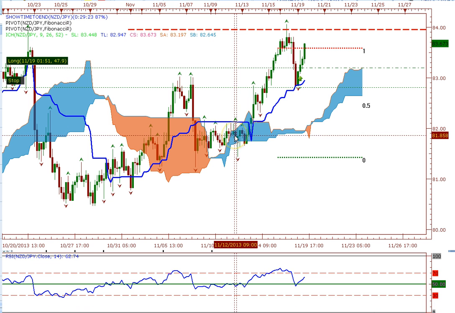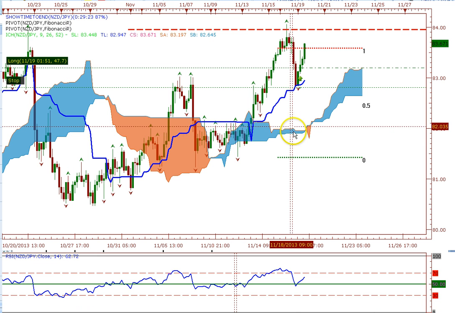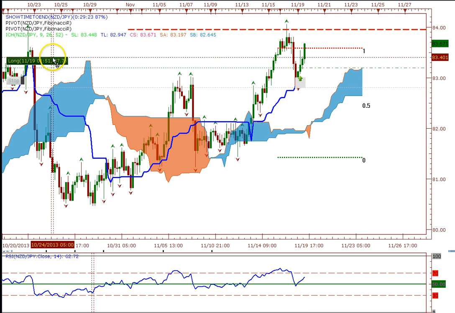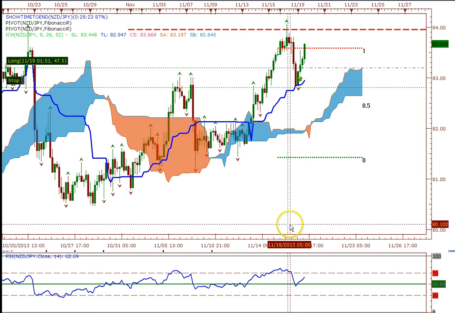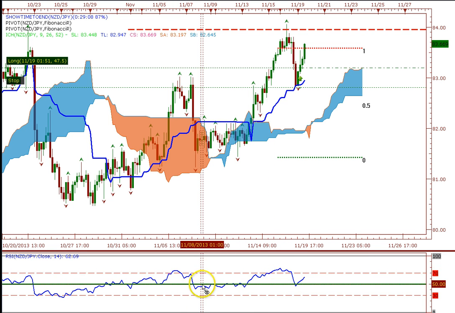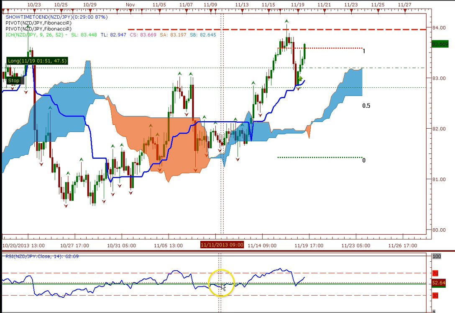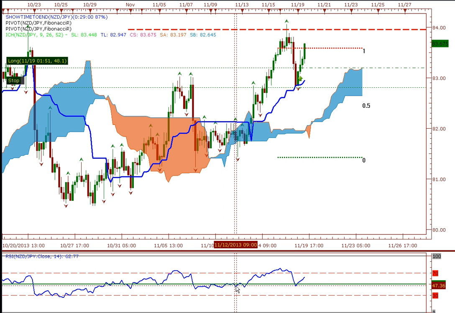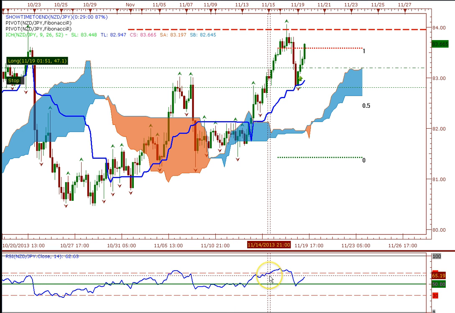All right, so this pair I'm looking at, New Zealand dollar yen, and you can see 47 pip profit. It looks like it's moving out. Now on my chart here, you see the RSI. Now I showed you in the past video how to use the Ultimate Oscillator, and I was using that for divergence. Now I believe the Ultimate Oscillator is the best indicator for divergence, but the RSI is also very good for divergence. But the RSI is better at other things besides divergence.